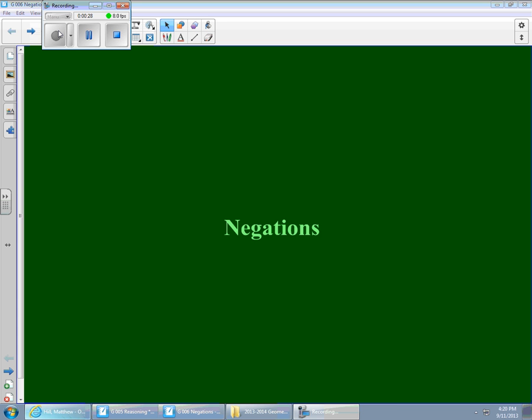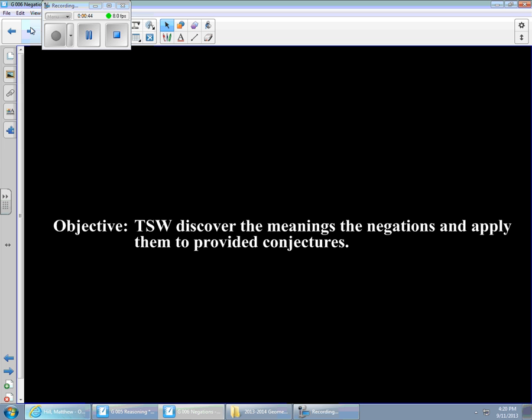So let's begin. You need to begin by looking back over your notes on reasoning, reread your notes, come up with a conclusion, a summary statement or two in order to finish up your Cornell notes from last time. Drop down a couple of lines, and let's look at negations. Today, your objective is the student will discover the meanings of the negations and apply them to provided conjectures. The date for these notes today is September 12th, and they are for Friday, the 13th class.